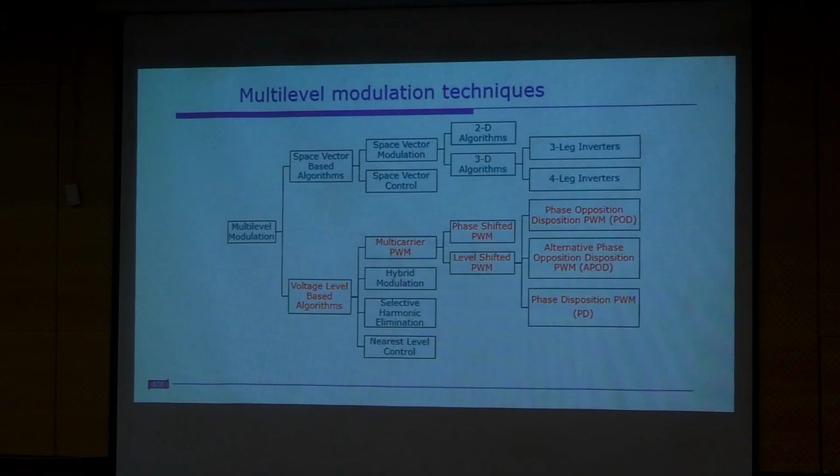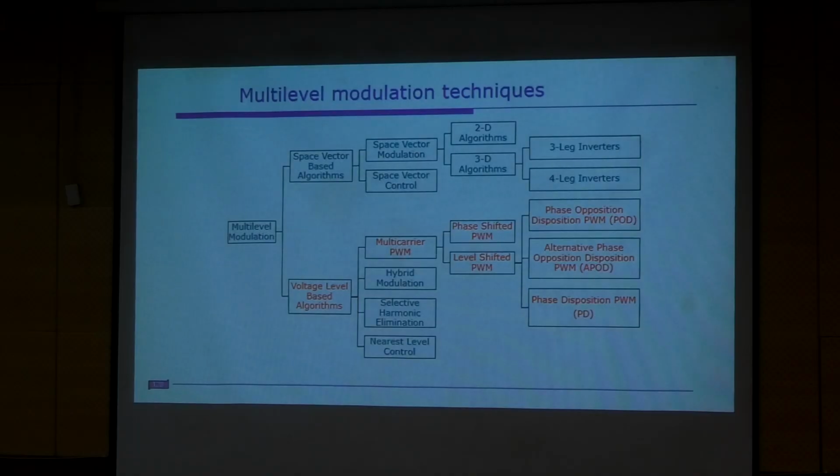There are different algorithms, like 2D algorithms and 3D algorithms. The basic difference is that you have an extra axis, for example for 3 level or 4 level, or in case of multi-phase converters we normally go for 3D based algorithms, right? Space vector based methods are complex when compared to two level inverters because you have a lot of switching states. In a two level inverter we have 8 switching states, of which 6 are active switching states and 2 are zero switching states.